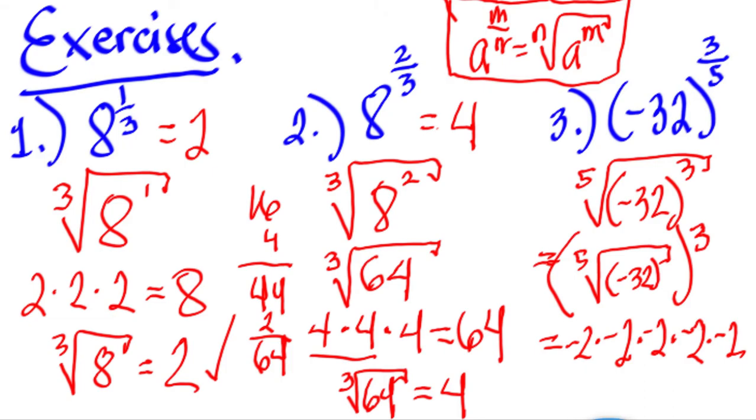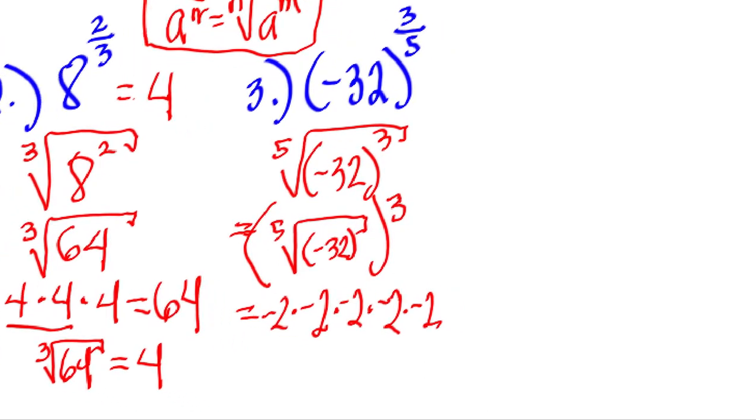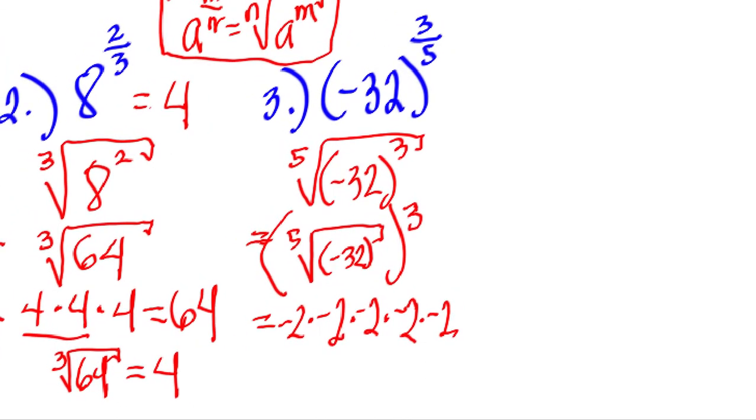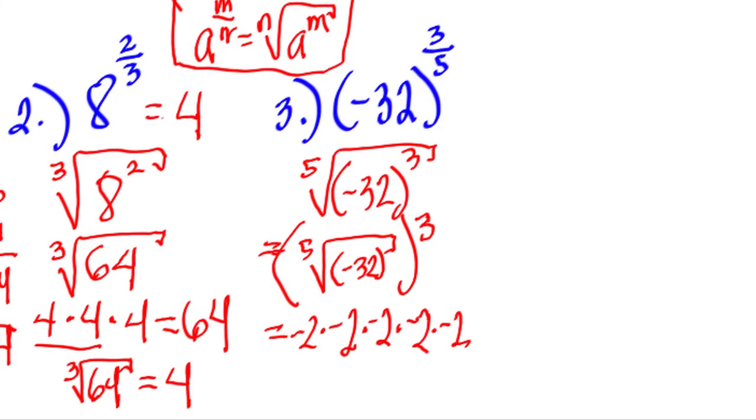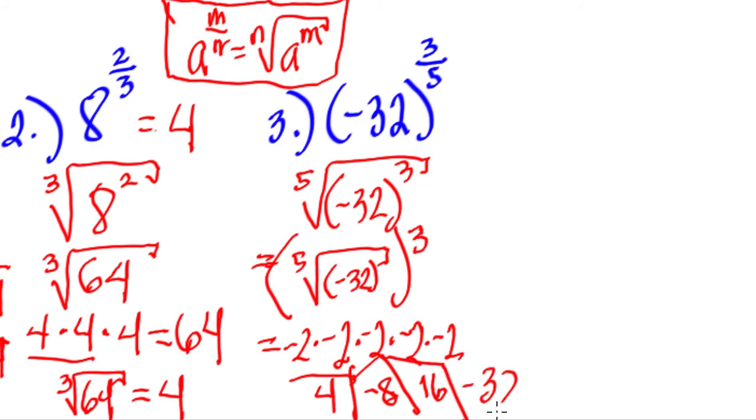So let's evaluate it one by one, shall we? Let's move the screen over here so that number 3 can fit. Okay, here we go. Negative 2 times negative 2 is going to give us positive 4. Positive 4 times negative 2 is going to give us minus 8. Minus 8 times minus 2 is going to give us positive 16. And positive 16 times negative 2 is going to give us negative 32. So you can see that our fifth root of negative 32 is negative 2.